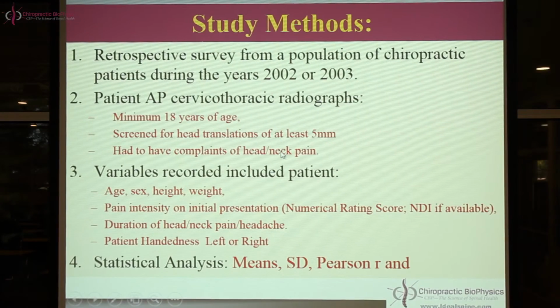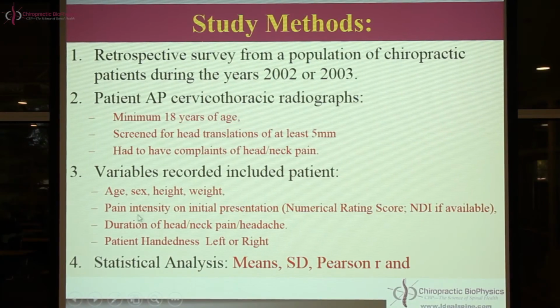The patient also had to have complaints of head and neck type of symptoms. Now, this could be cervicogenic headaches. This could be neck pain. This could be upper back pain or scapular pain. So we had to have complaints of head and neck problems. And it can be headaches, neck pain, etc., upper back pain. This is neck-driven complaints.